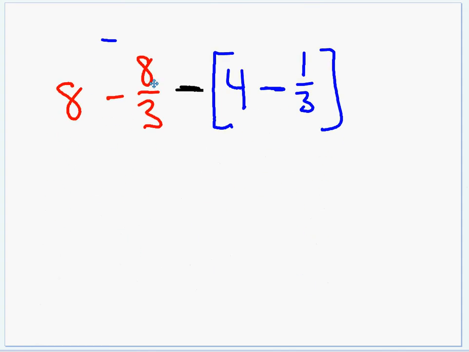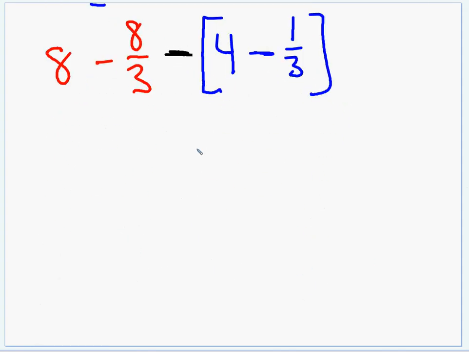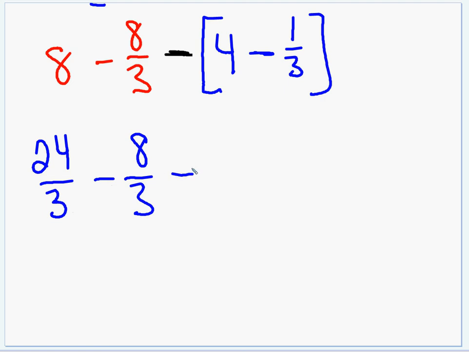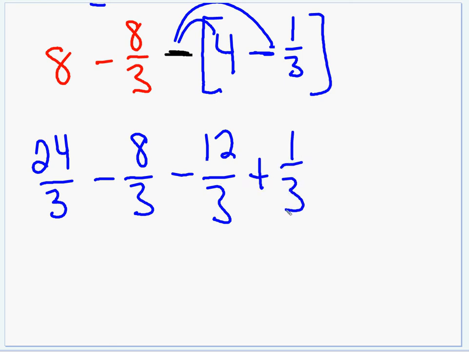Much easier than using our limit. Let's see here. I'm going to turn everything to thirds and distribute the negative. 8 is 24/3 minus this 8/3. We'll distribute a negative here. 4 is 12/3. Distribute here. That turns into a plus 1/3. So the common denominator of all of those is 3.